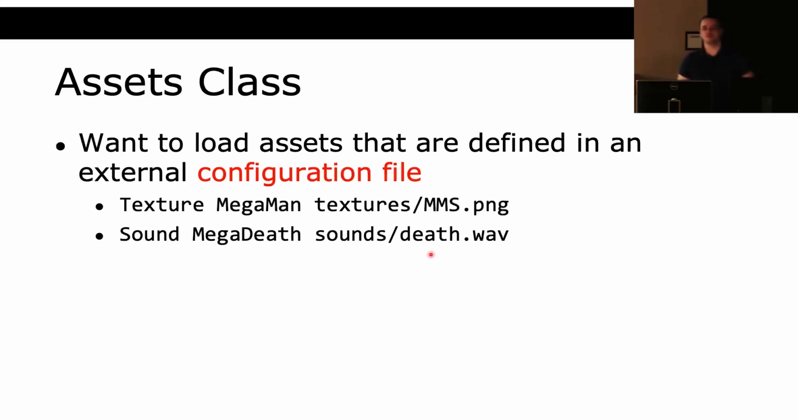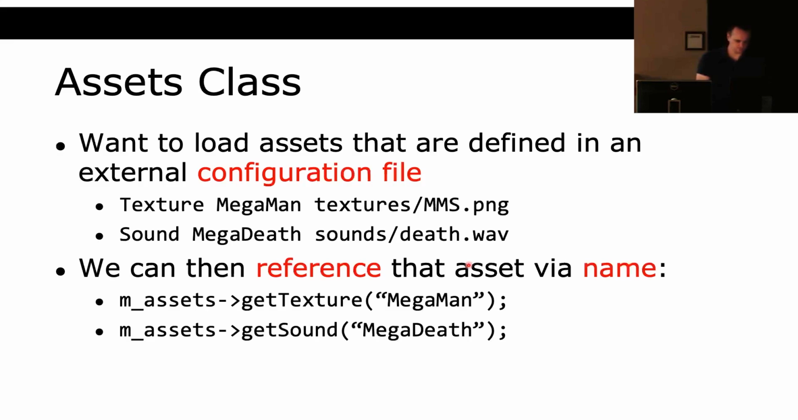So what we're going to do is store this in a map, right? We're going to have a map that stores strings to textures, and strings to sounds. And then I can say, hey, assets, give me the Megadeth sound, and then play that sound, and it'll just work. So for example, later on, what I can do is get those assets via the name that was specified in the config file. So I can say, hey, assets, get the texture called Mega Man.